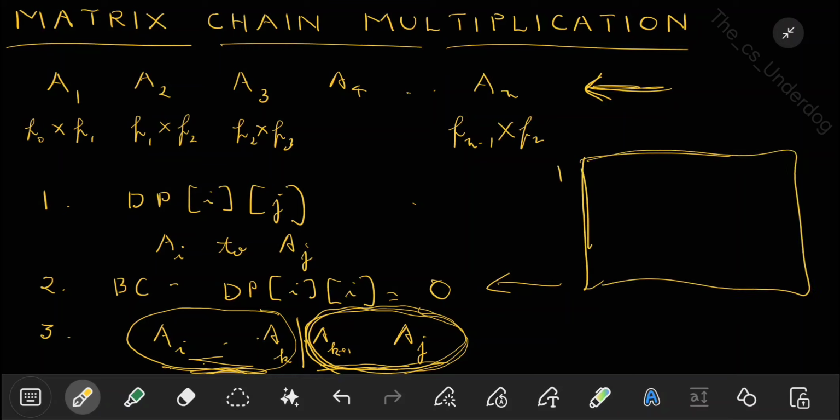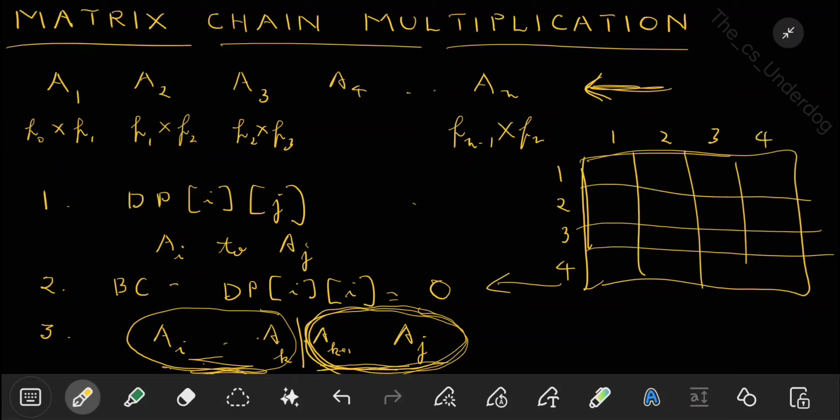So it will have 1, 2, 3, 4. These are the matrices, 1, 2, 3, 4. I will be filling the total number of scalar multiplications required for each thing. When I fill diagonally, the base cases will always be the diagonal element. That is, dp11 will be 0, dp22 will be 0, dp33 will be 0, dp44 will be 0. This is my base case.